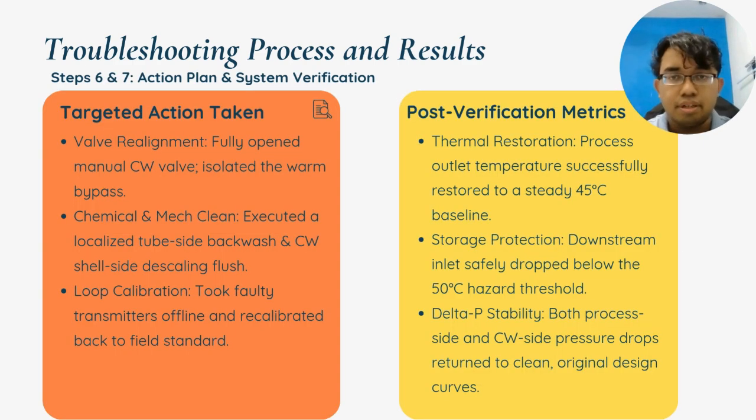Okay, step 6 and step 7. Step 6, action plan. Step 7, interpretation. So target action taken. Valve realignment: fully open manual CW valves, isolate the wall and bypass. Chemical clean executed and localized: tube side backwash and CW shell side descaling flush. Loop calibration: took faulty transmitters offline and recalibrated back to field centers.